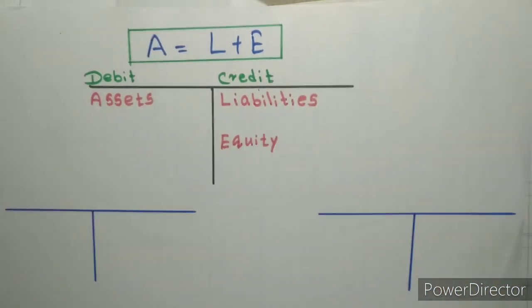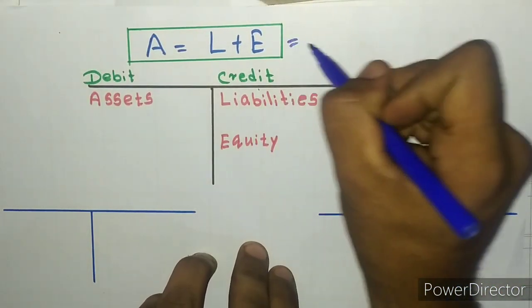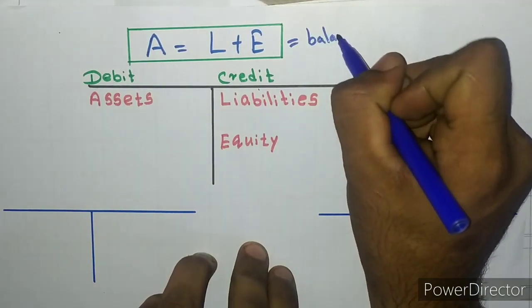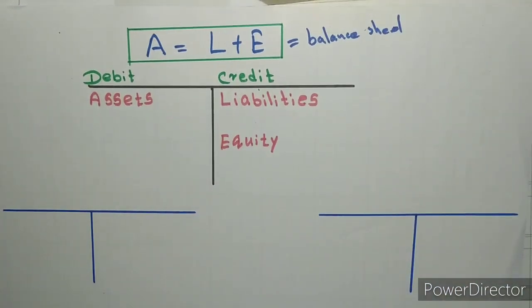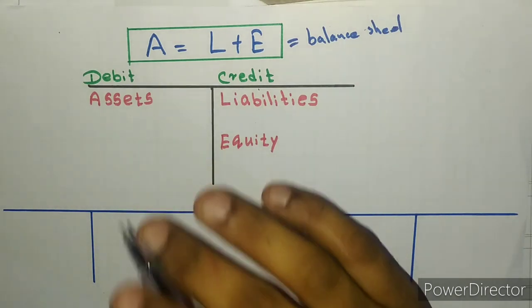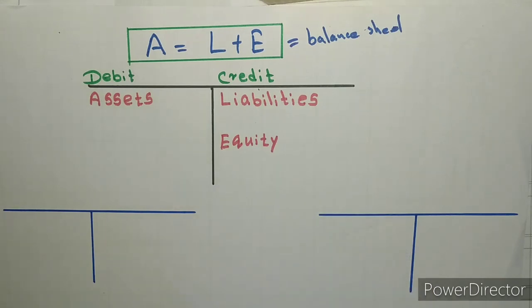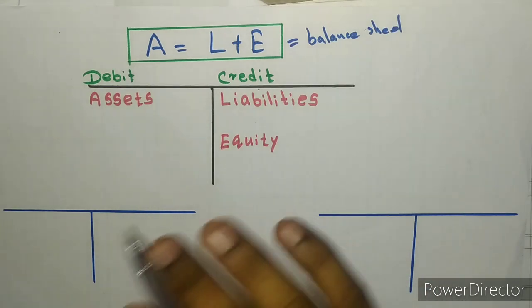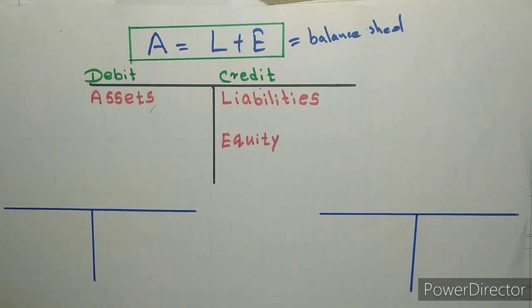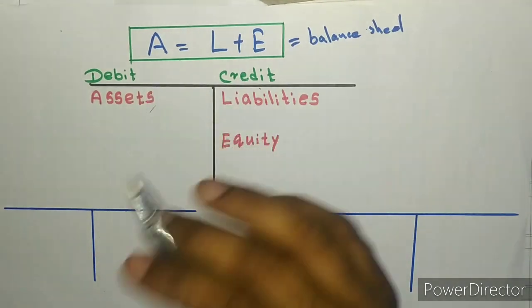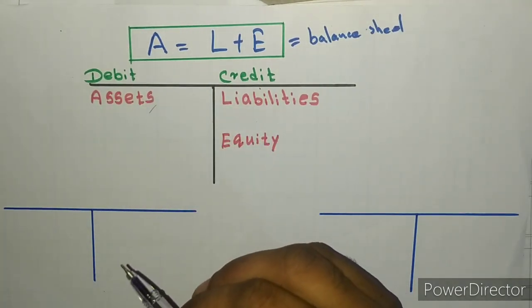This is equal, the balance sheet. So now, assets are things that a company owns. How do assets increase? How do assets decrease? The normal balance, we are talking about an asset. Okay, the normal balance of an asset account is debit.